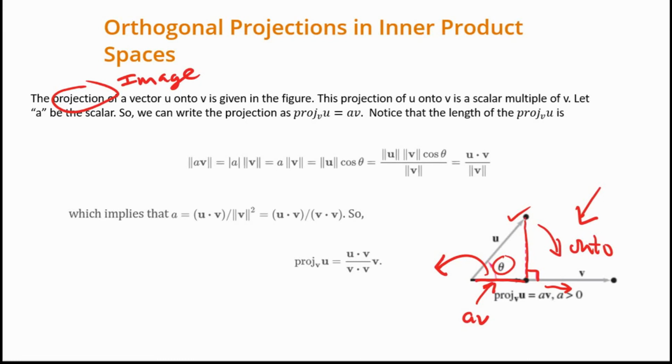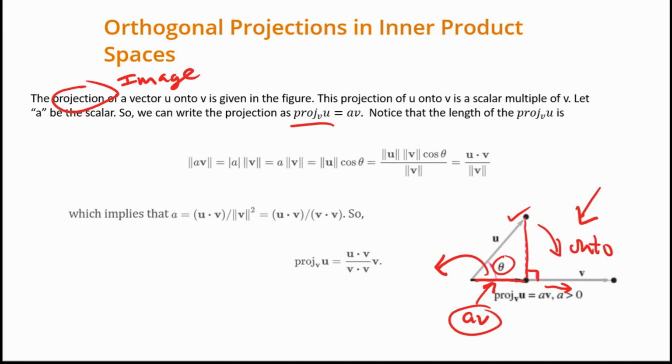So the projection of u onto v is a scalar multiple of v. That's what this a times v is saying. It's a scalar multiple of v. So let a be the scalar. So we can write the projection of u onto v, that's how we read this, as equal to the scalar a times v.